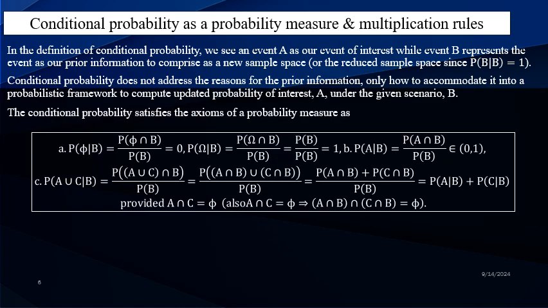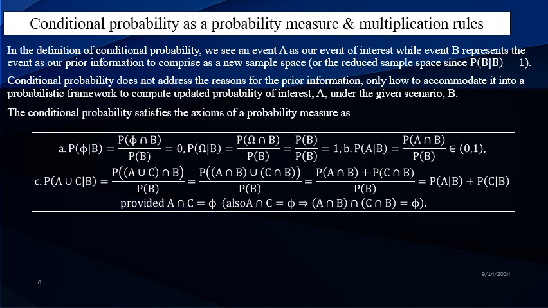So if we are saying that, then what is conditional probability? Is it a probability measure? Definitely it is a probability measure. Conditional probability is also a probability measure. So if it is a probability measure, then should it satisfy all three axioms of a probability measure? The probability of the empty set is 0 and the probability of the sample space is 1, both coming together as the first axiom.